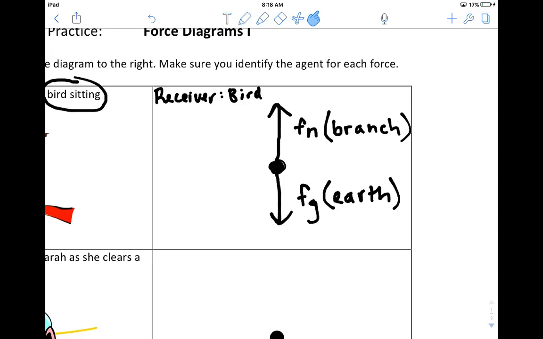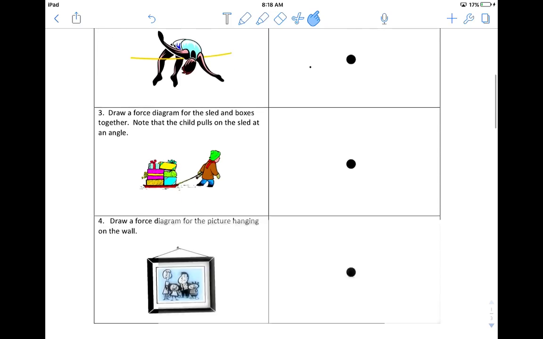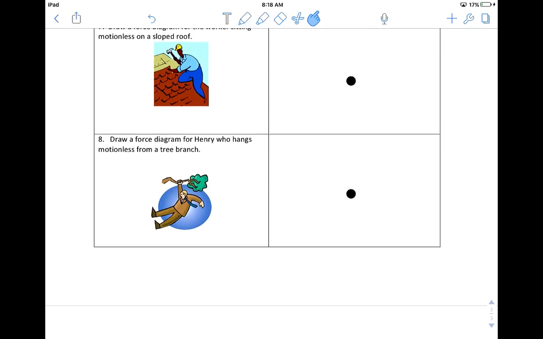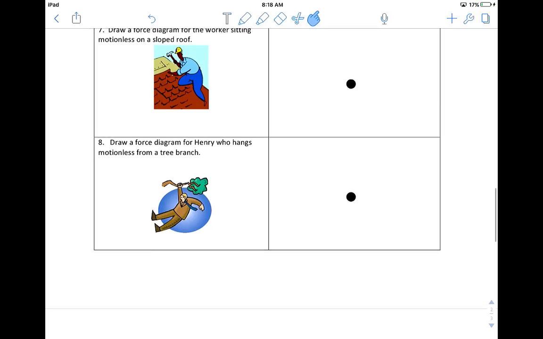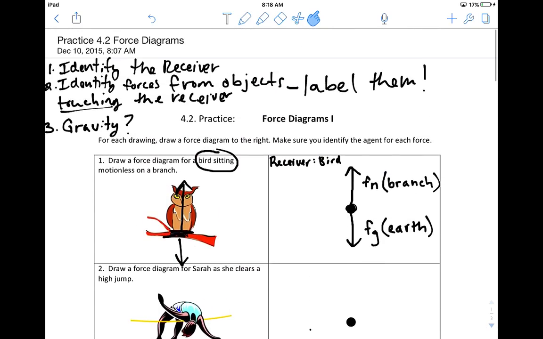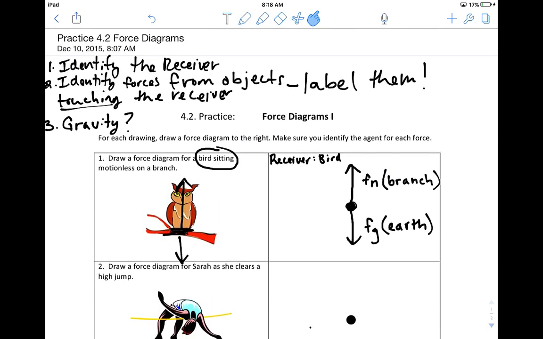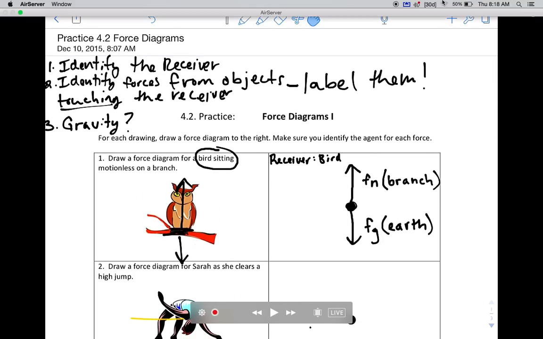So you're going to go through. You're going to do that for all. What is it? 8 of these things. Okay, so identify your receiver first. And then identify the stuff touching it, and then think about gravity. And Miss Wolfgar is going to have an answer key for you if you have questions.